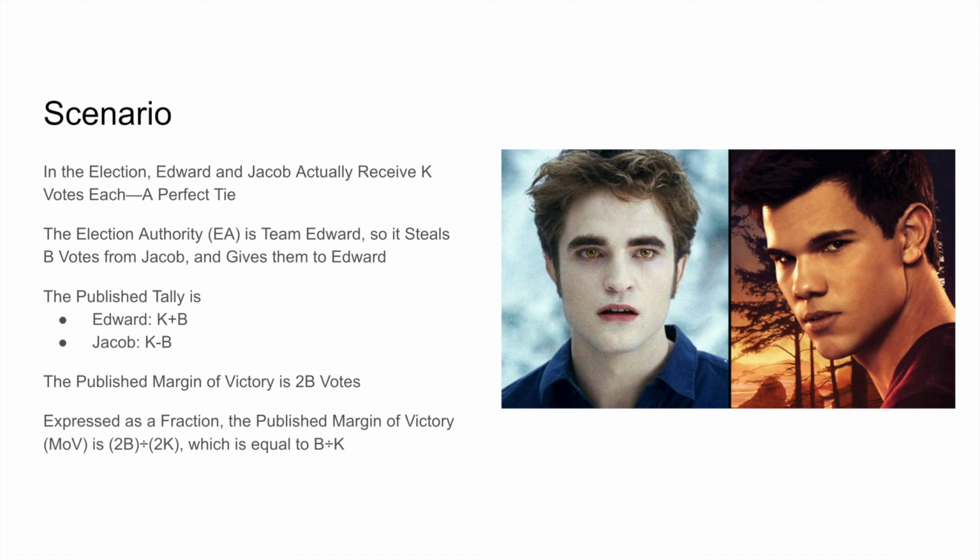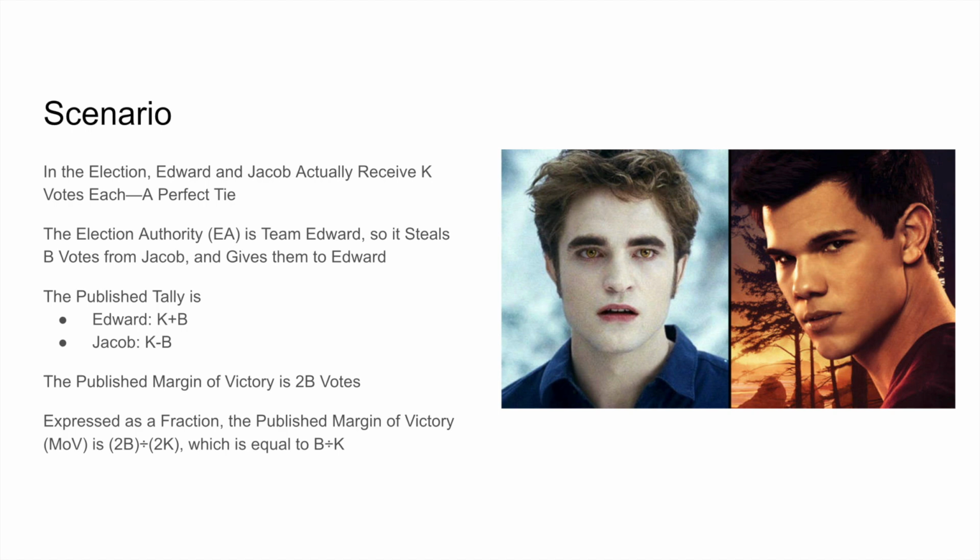In the election, Edward and Jacob actually received K votes each, a perfect tie. The election authority is Team Edward, so it steals B votes from Jacob and gives them to Edward. Technically, the election authority could swing the election by stealing a single vote, but it's probably going to try to make the results look plausible, plus it needs to leave some breathing room for things like provisional ballots.